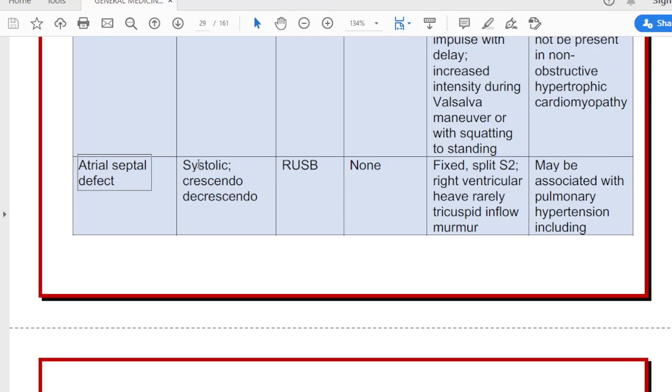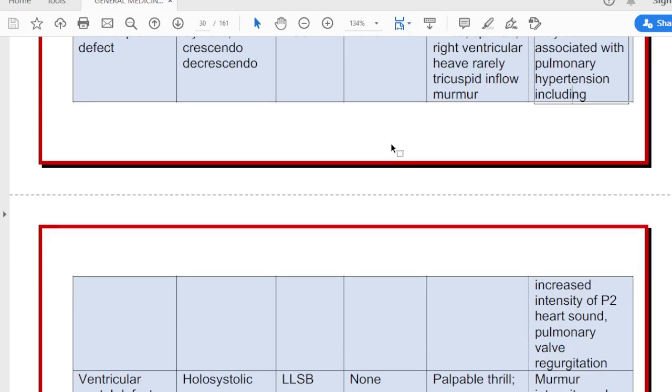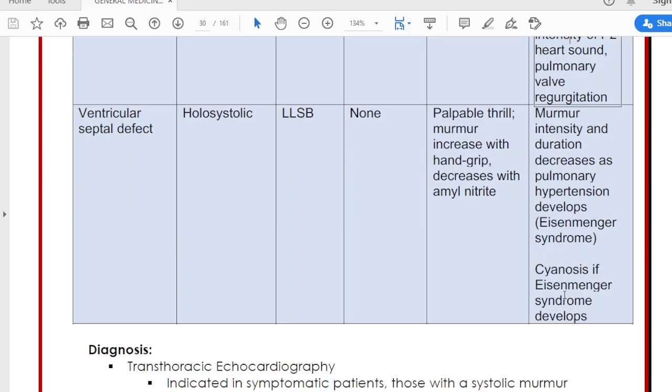Atrial septal defect. Systolic, crescendo-decrescendo murmur. RUSB, none. Fixed, split S2, right ventricular heave, rarely tricuspid inflow murmur. May be associated with pulmonary hypertension, including increased intensity of P2 heart sound and pulmonary valve regurgitation.